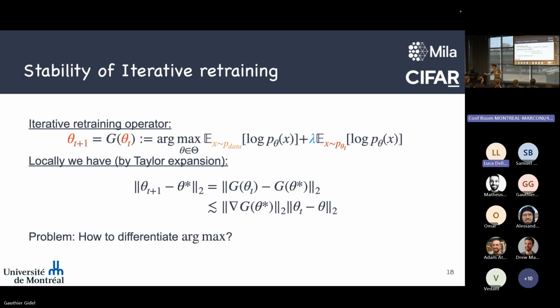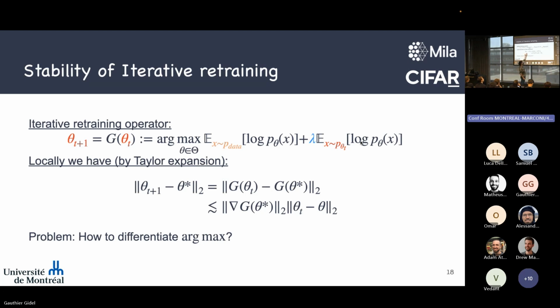What we have is that the next point, theta t plus 1, as I said, was the maximizer of this regularized maximum likelihood. And what you can see is that basically theta t plus 1 is a function of theta t, by being the maximizer of this function. And so the analysis boils down to a Taylor expansion, because we want to do a local analysis, meaning if we start close, we stay close.